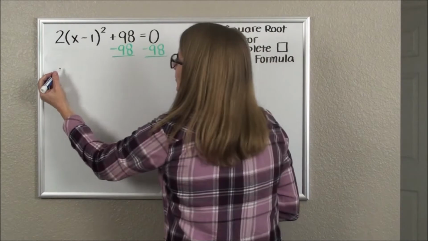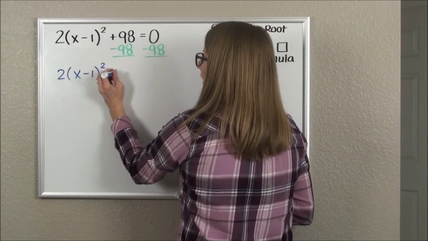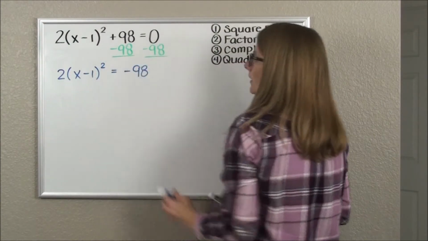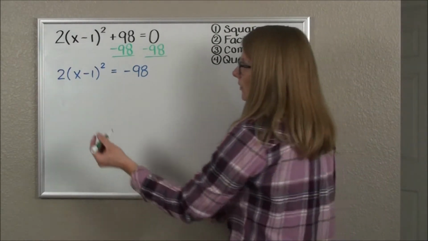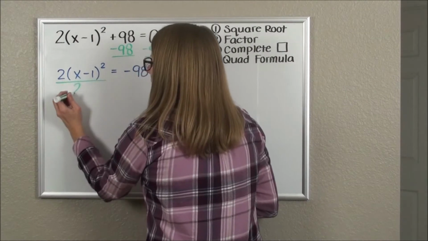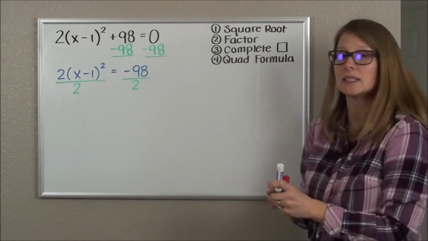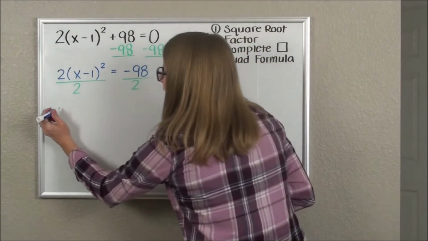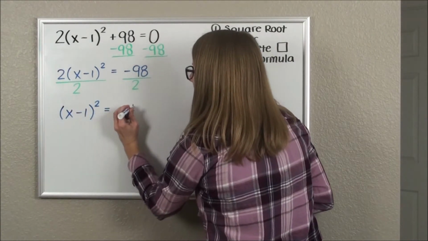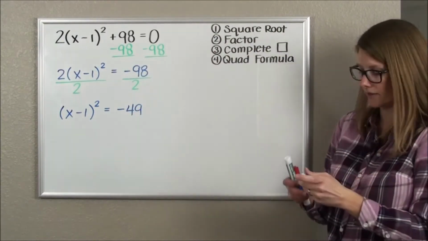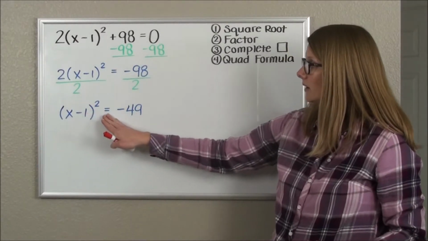That leaves me with 2 times something squared, and it's going to equal a number on the other side. So now to get the something squared by itself, the only thing I have left to do is to detach this coefficient of 2. Since the 2 is attached with multiplication, I'll detach the 2 with division. Just make sure you do it on both sides to maintain the balance. And so now I have something squared equaling a number. Negative 98 divided by 2 gives me negative 49. And now I have something squared equaling a number.